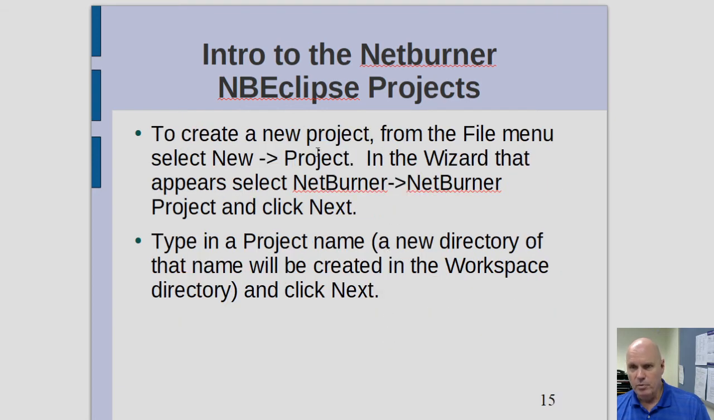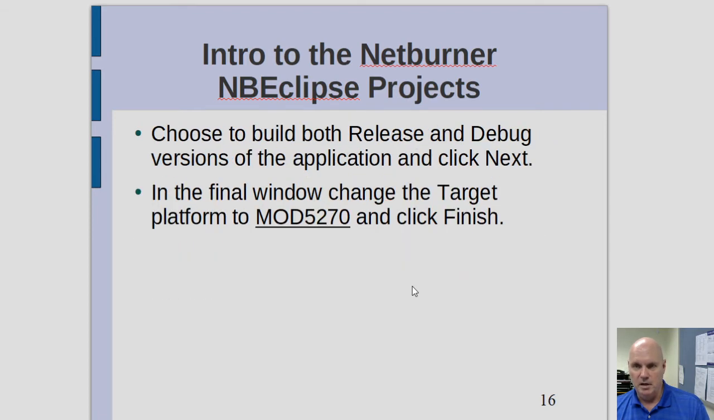And then we went through this process to create a new project: select new project, and then in the wizard that appears, select NetBurner project, type in a project name. That will create a new directory under the workspace. Keep that in mind because that's where your application will be, in particular, the compiled application that you need to transfer over to the board. So when you transfer over, you'll have to get into the right directory every time.